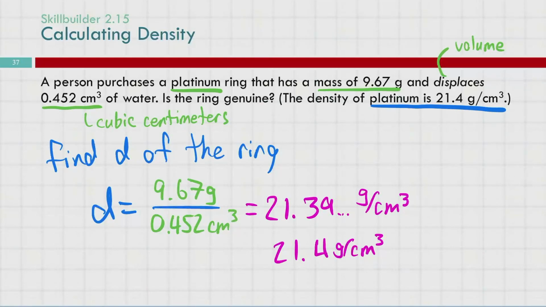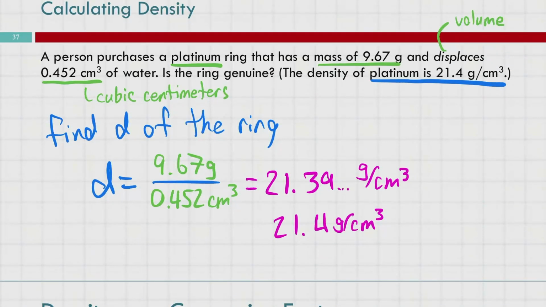We calculated the density of the ring. The density matches the density of the platinum. We're trying to answer, is it a platinum ring? If the density matches, there's a very good chance that yes, the ring is genuine. That would be our answer.